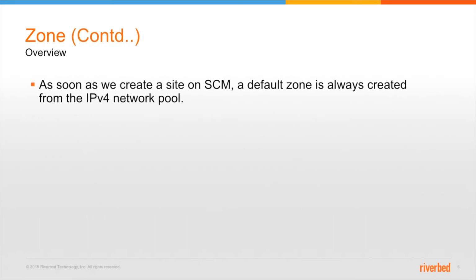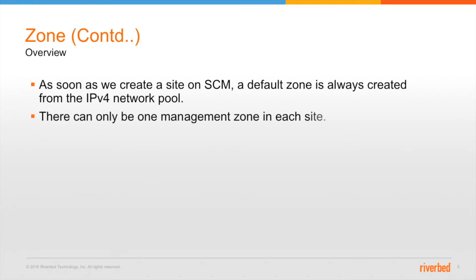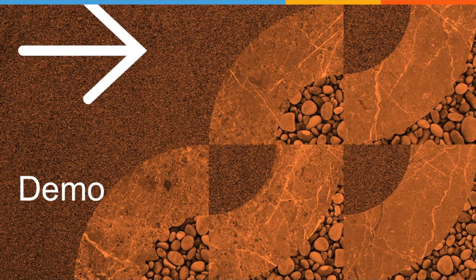Now, as soon as we create a site on the SCM, a default zone is always created from IPv4 network pool, and that default zone will always be the management zone. Now, I can make any zone as management zone, but just remember that there can only be one management zone in each site. So let's quickly cover up all these things in a demo.